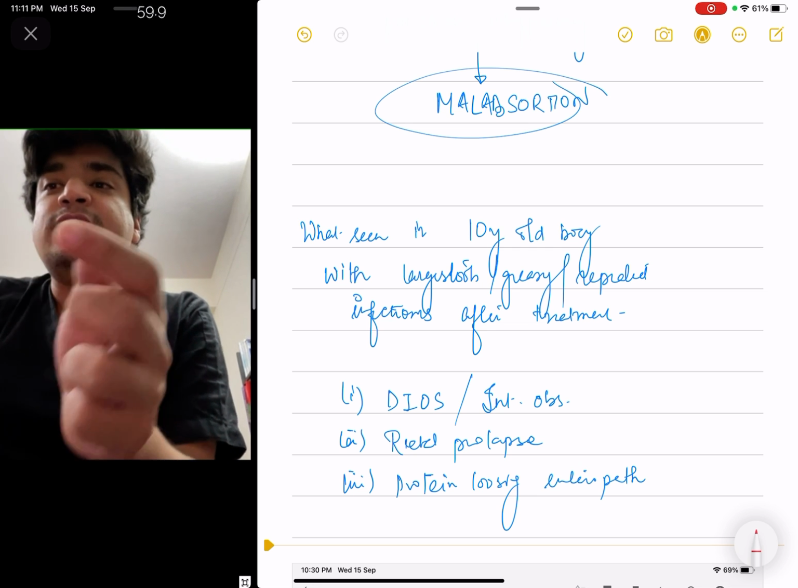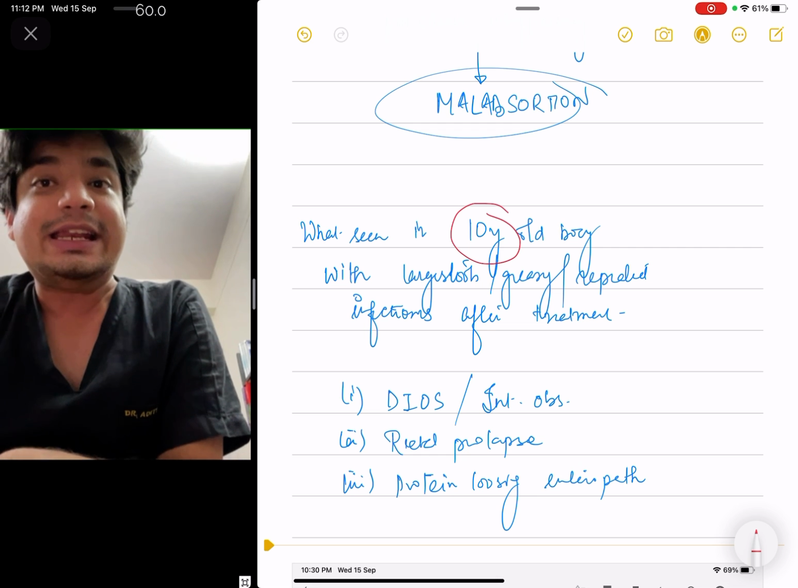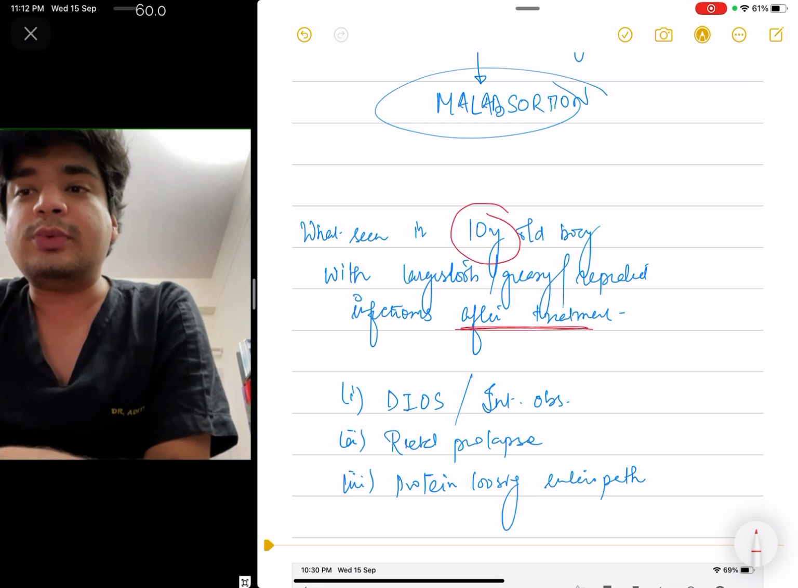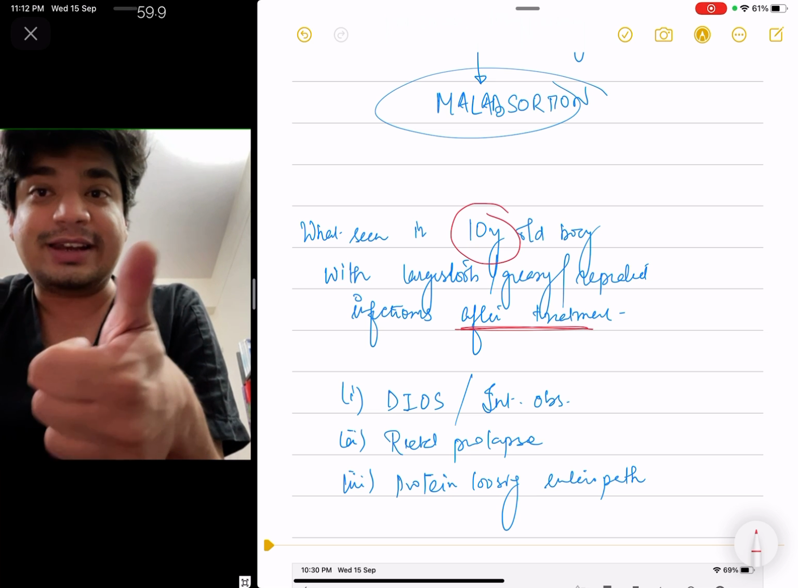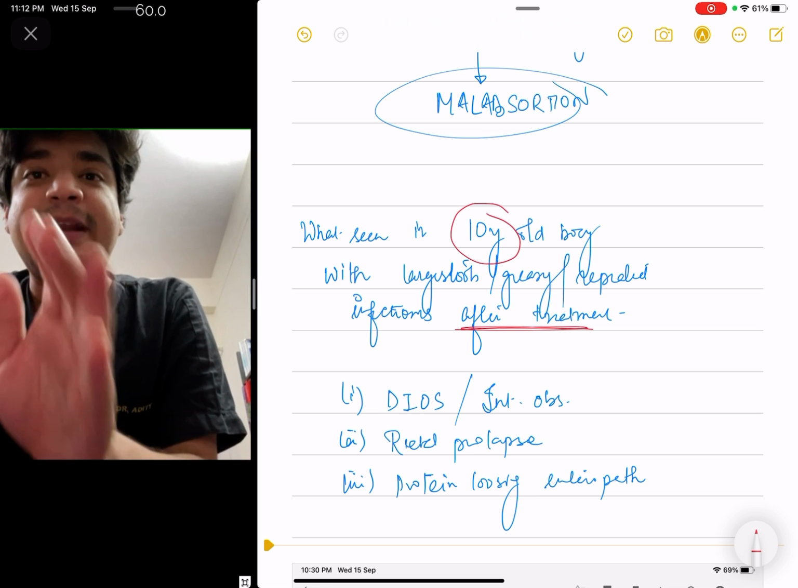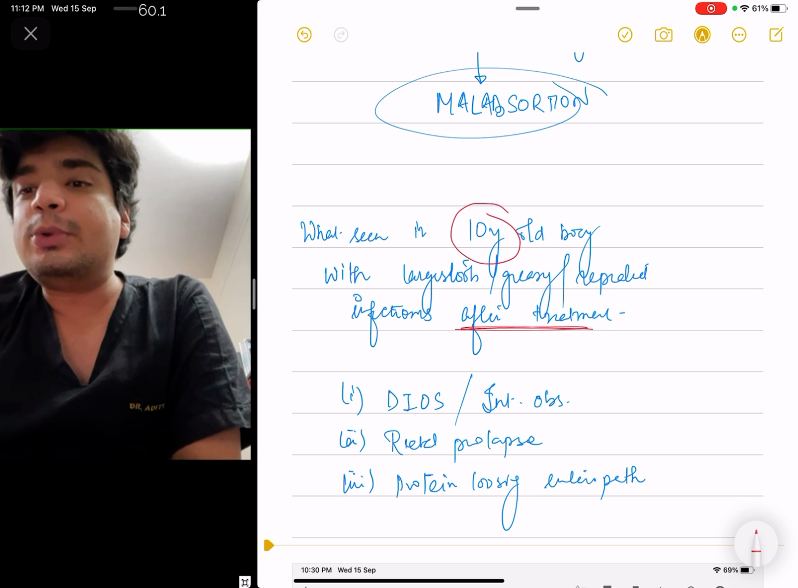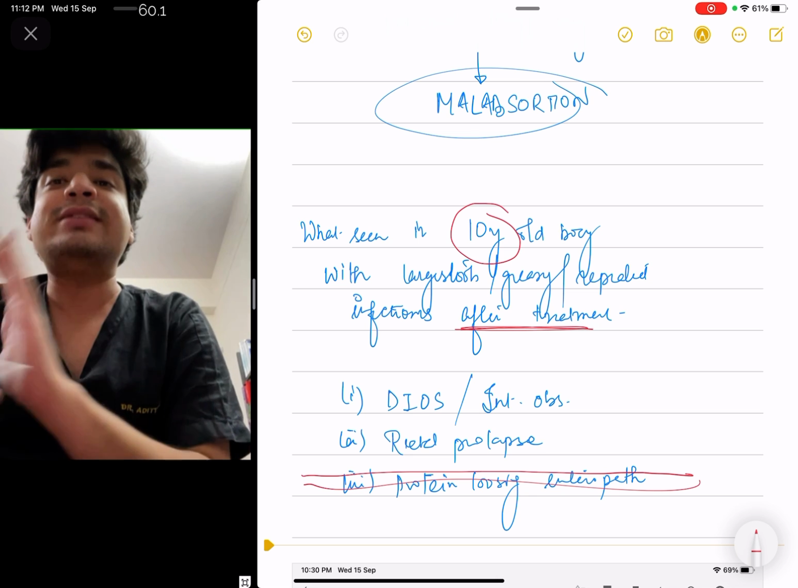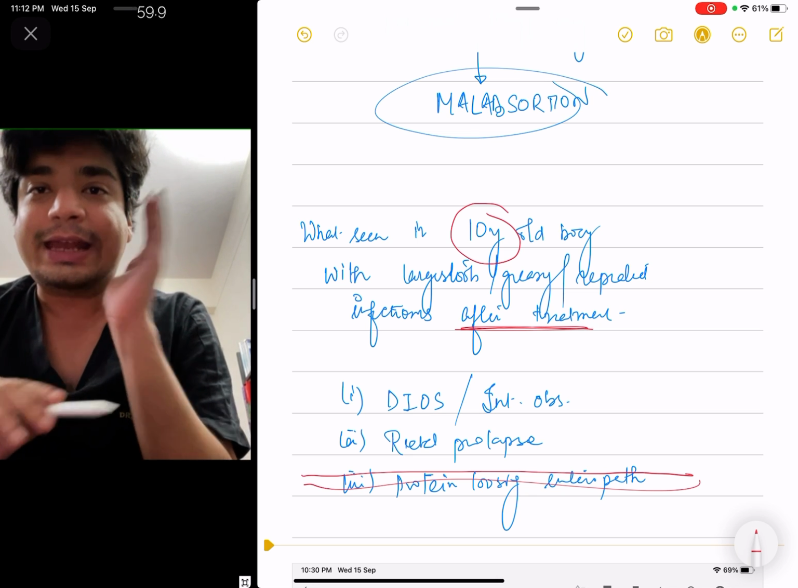Yes. Now if this is true, that the question had asked it's a 10-year-old boy and they're asking after treatment, then the options were DIOS. People were saying rectal prolapse and protein losing enteropathy. So first of all, let's eliminate the most wrong answer. Protein losing enteropathy does not happen in cystic fibrosis. That's an absolutely wrong answer. Please get it out of your mind.